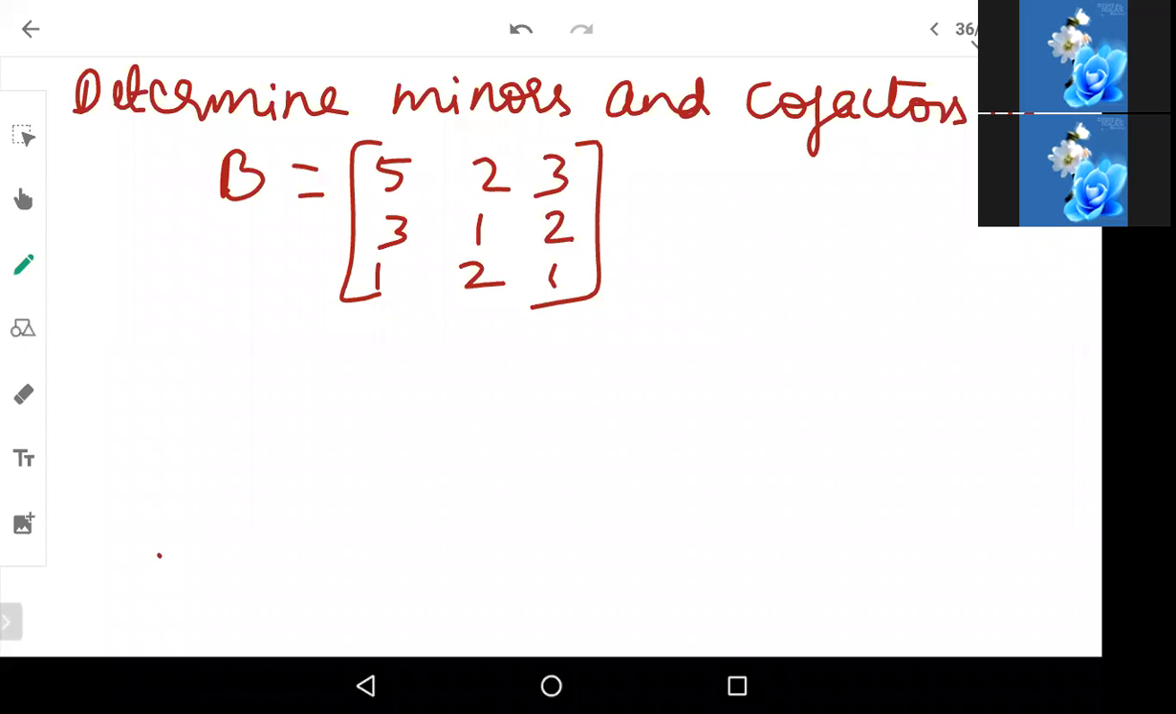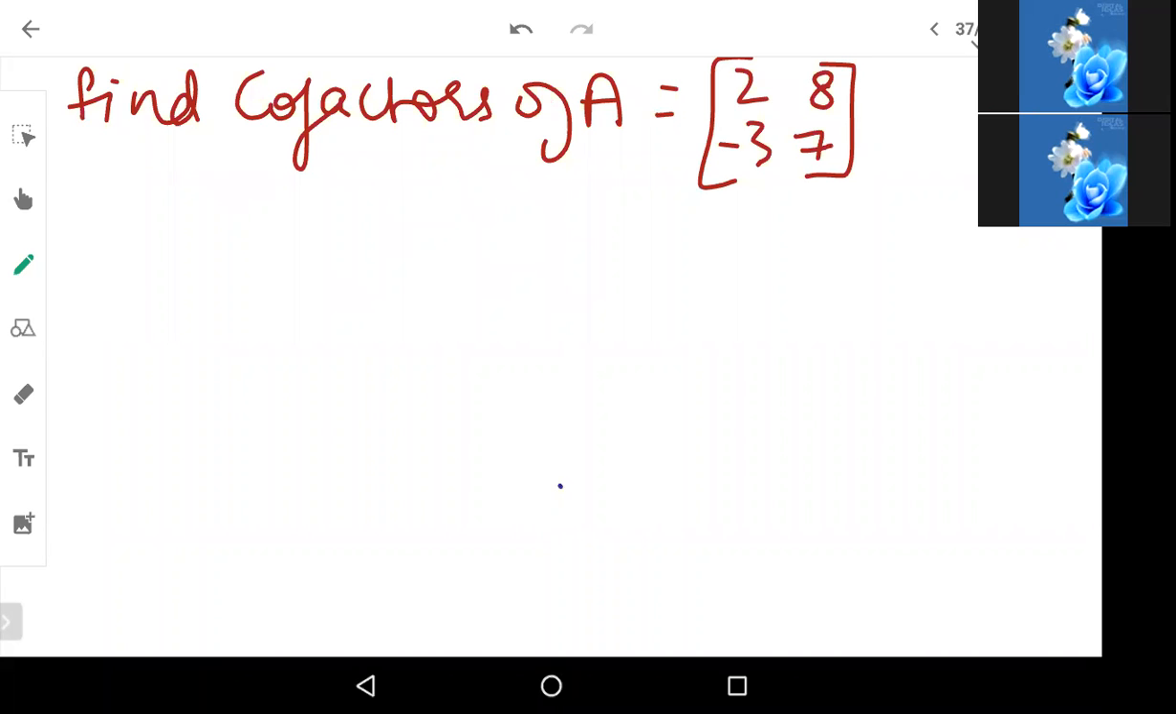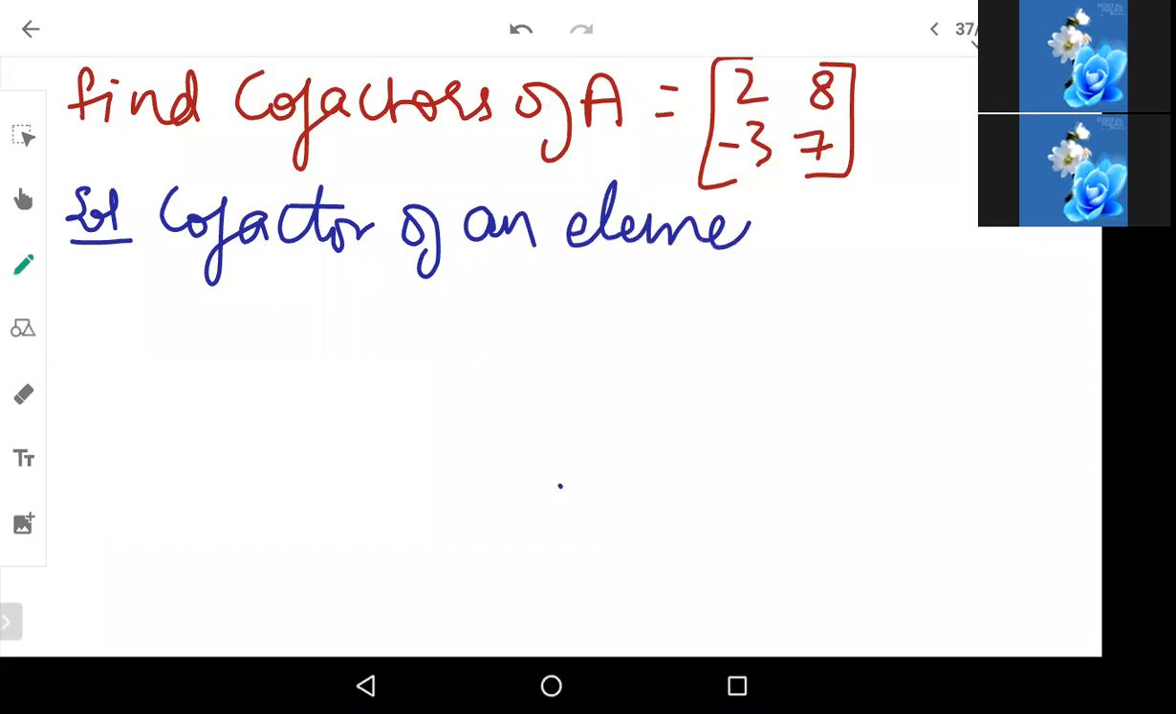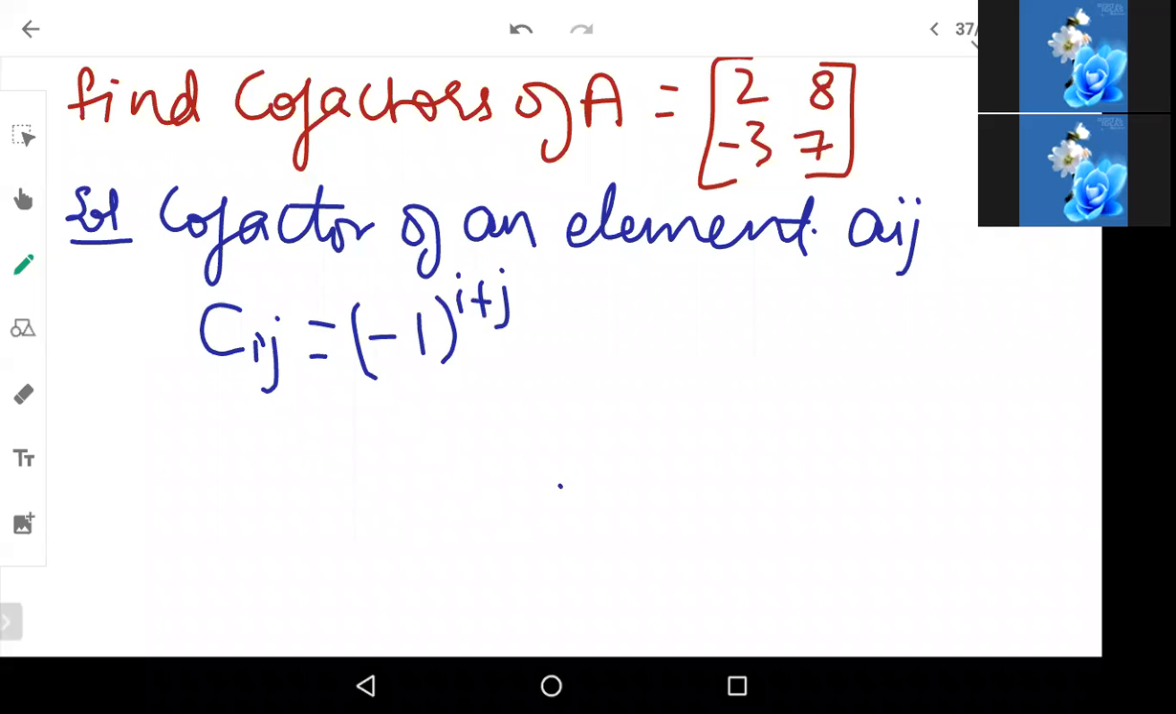Now we will go to another cofactor problem of a 2 into 2 matrix. We solved the 3 into 3 matrix cofactor. Now let us solve the 2 into 2 matrix cofactor. Every step will remain the same. So let us start. Cofactor of an element: first write down the formula. Element is Aij. Cofactor Cij is equal to -1 to the power of i plus j into Mij.